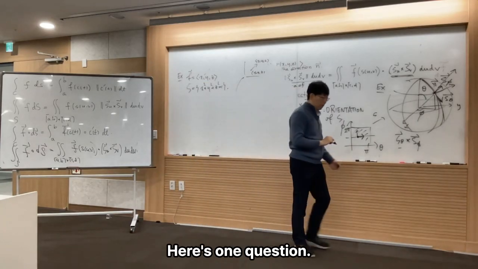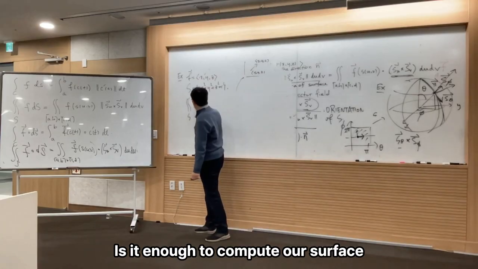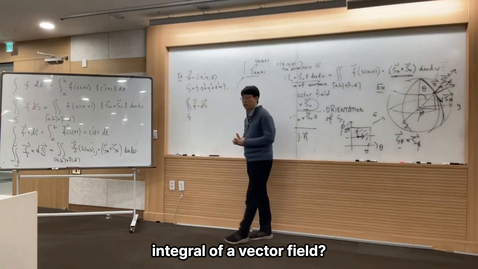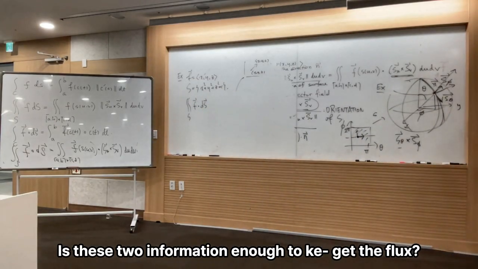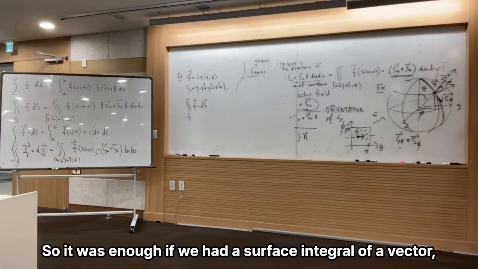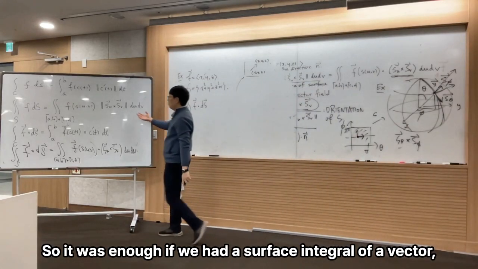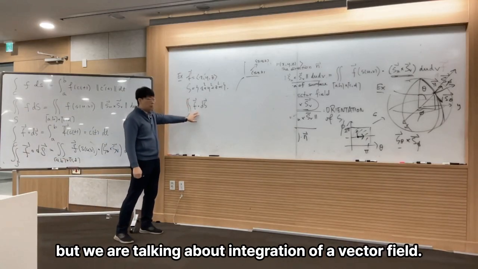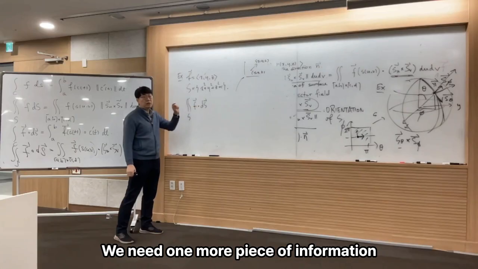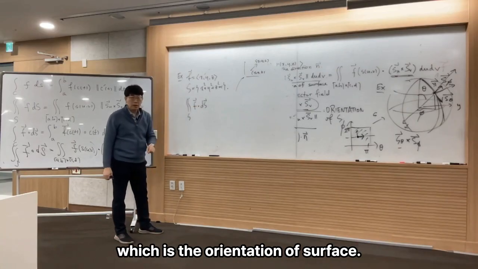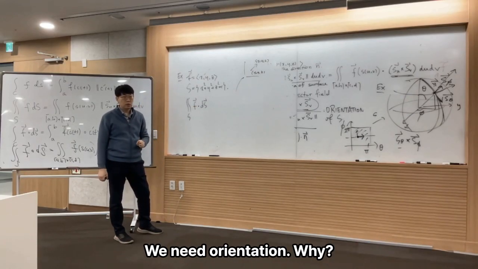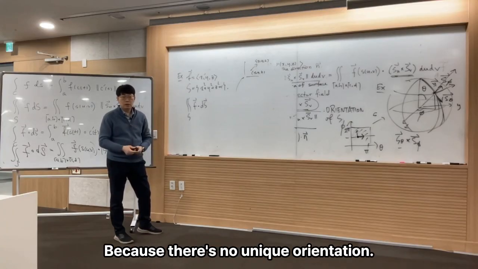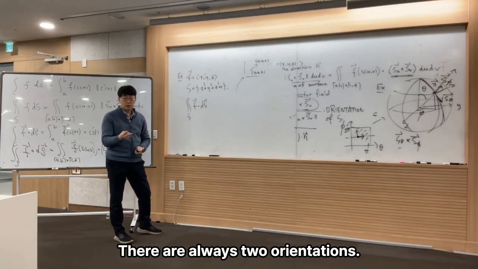Here's one question. Is it enough to compute the surface integral of a vector field? Is this information enough to get the flux? It was enough if we had a surface integral of a real-valued function. But we are talking about integration of a vector field. It's not enough. We need one more piece of information, which is the orientation of the surface. Why? Because there's no unique orientation. There are always two orientations.